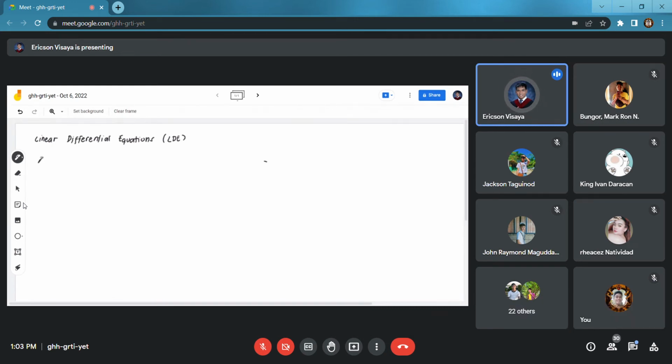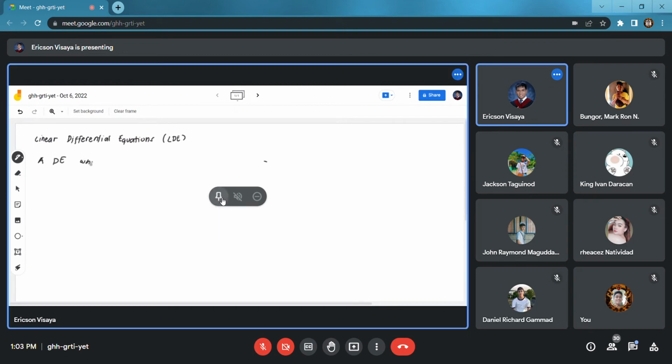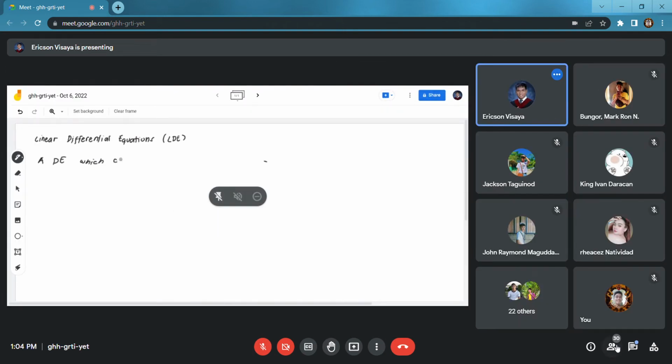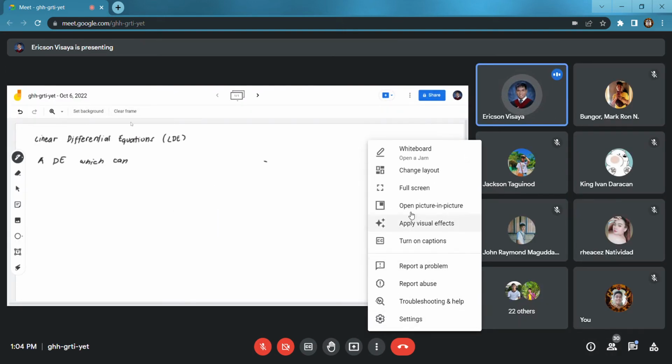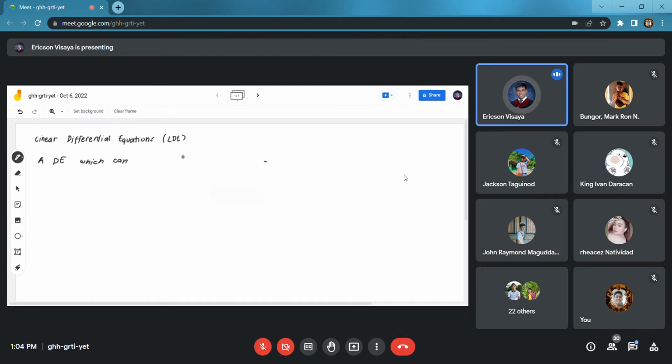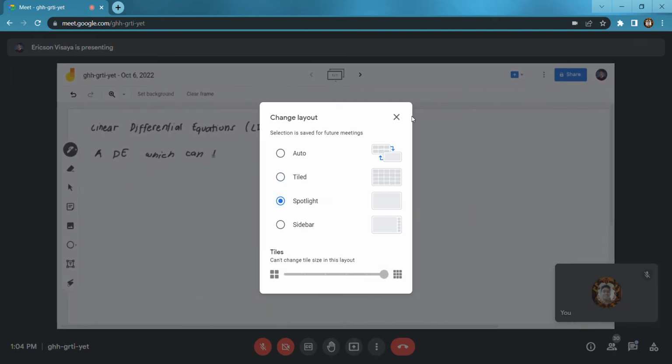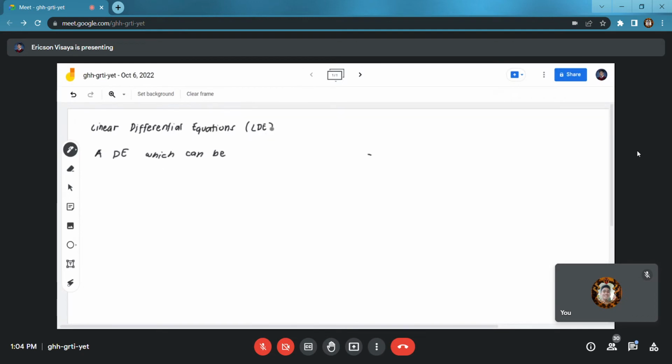So, bali, a DE which can be put in the form... Pero take note natin, baka meron kasi naka-form na siya ng LDE natin tapos sinolve niyo siya ng base ng LDE natin, variable separable lang pala. So, ingat na lang doon. So, bali sa exam kasi naman natin, hindi naman natin papakita kung anong gagamitin nating method. Bali basta nakita niyo lang yung problems.